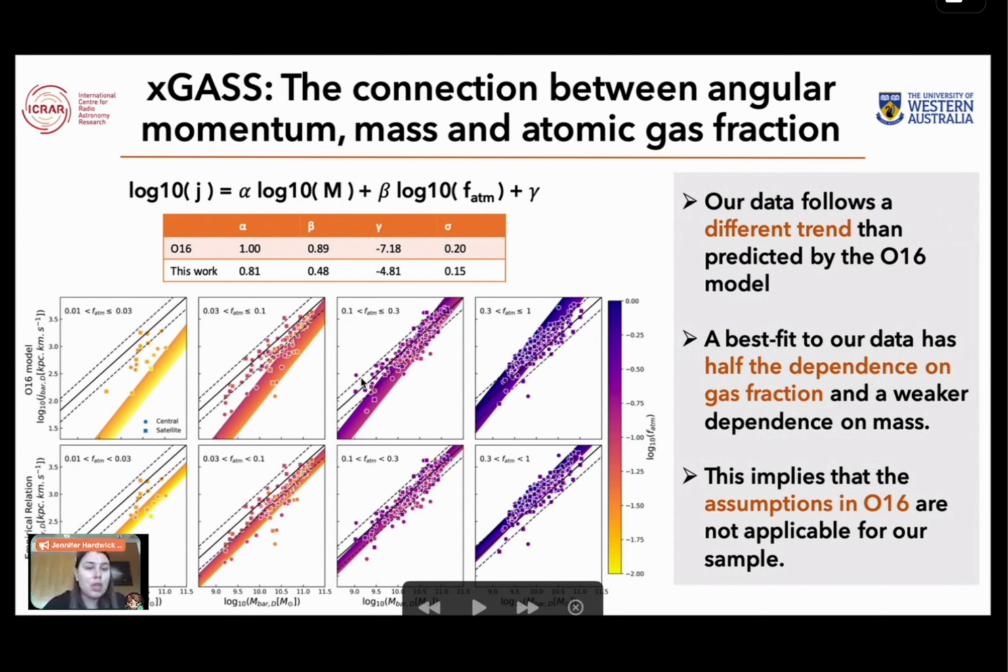So what we did was fit our own 3D plane to the relationship between J, M, and gas fraction, and found that a plane with a weaker dependence on mass and half the dependence on gas fraction was preferred, which you can see in the bottom row. This has implications for the theory of the O16 model, particularly that the assumptions that went into it were probably too simplistic for our sample. We hope that this work will help influence how models like this are developed in the future.